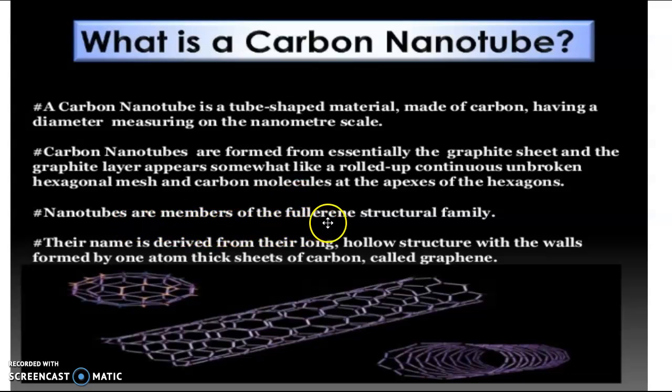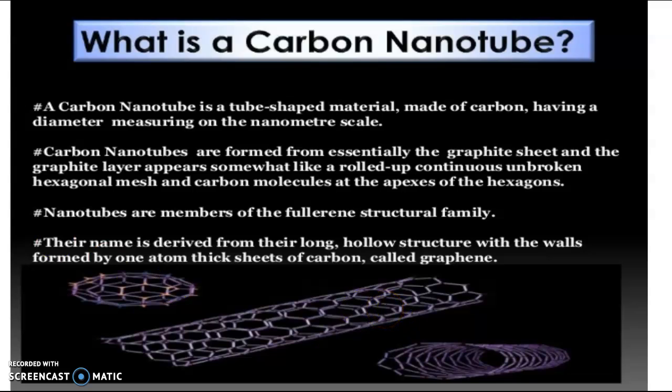Nanotubes are members of the fullerene structures or families. Fullerenes are nothing but clusters of carbon atoms. It is also an allotrope of carbon. Their name is derived from their long hollow structure with walls formed by one atom thick sheets of carbon, so it is also called graphene. You can see in the images, this ball-like structure is fullerene, and this tubular structure is our carbon nanotubes.